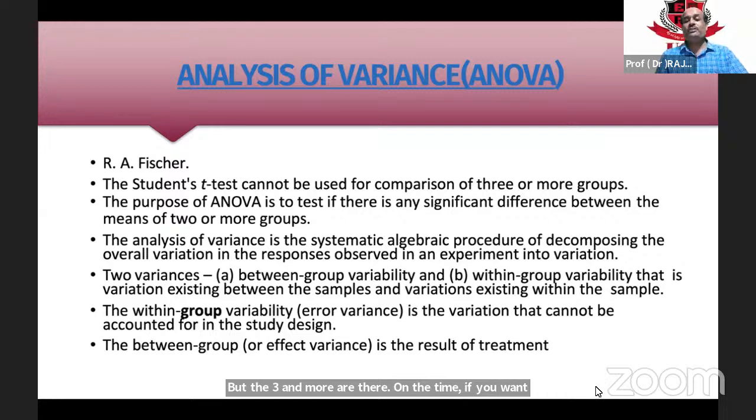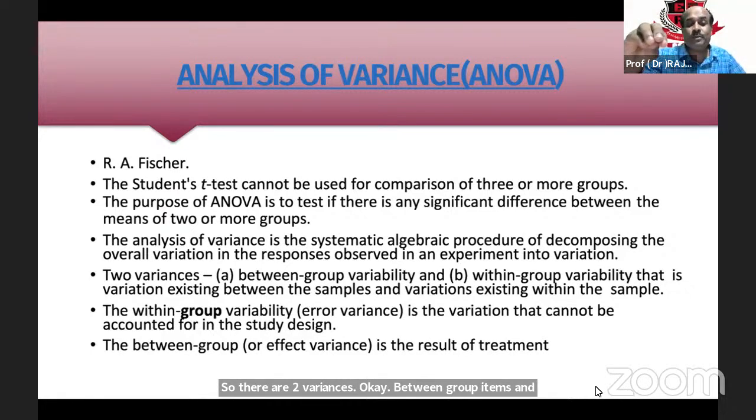The purpose of ANOVA is to test if there is any significant difference between the means of 2 or more groups, especially when having 3 or 4. The analysis of variance is the systematic algebraic procedure of decomposing the overall variation in the responses observed in an experiment into variation. So there are 2 variances, between the groups and within the groups. In this case, we will go for an ANOVA.